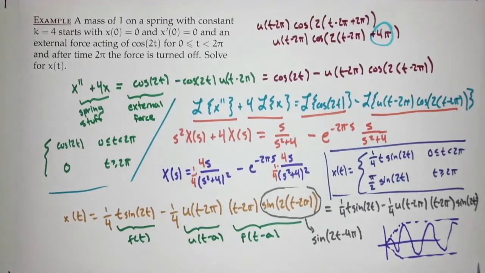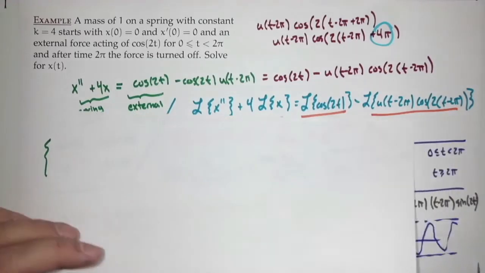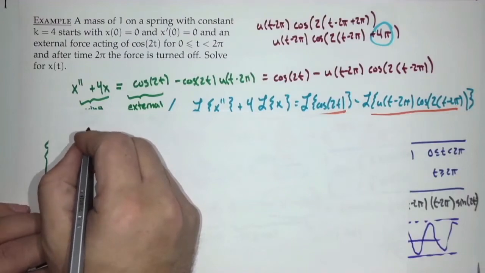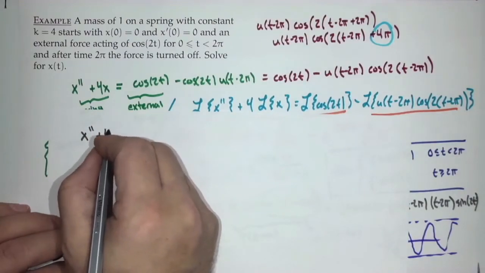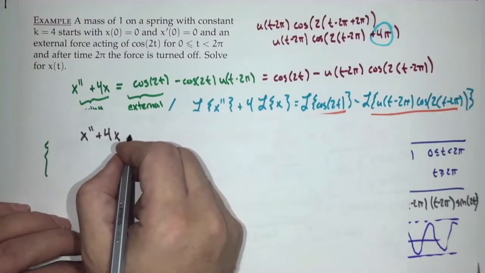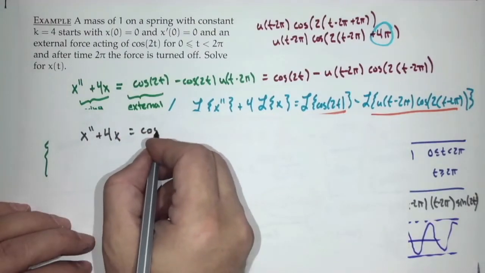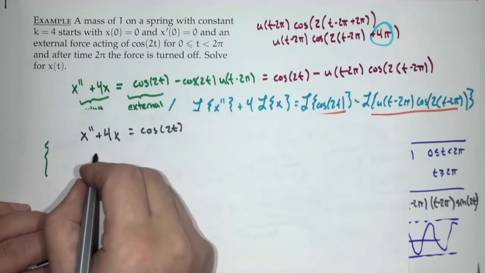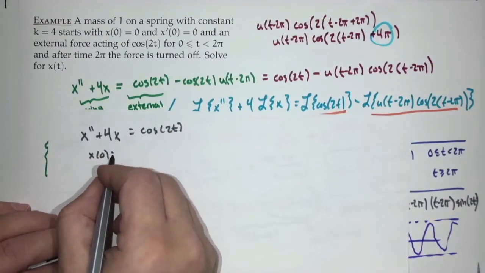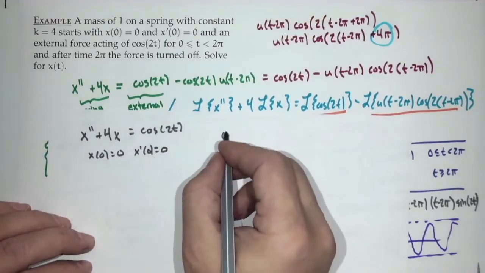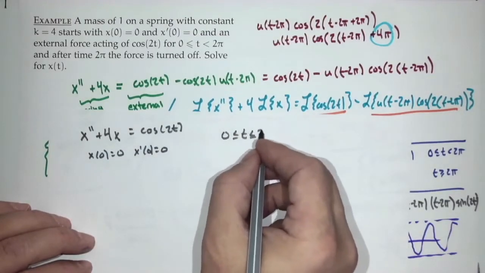No, you don't. How would you do this problem if you didn't do Laplace transforms? Well, the answer is you'd actually not do one differential equation problem, you'd do 2. What you would do is you say, okay, we're going to start x double prime plus 4x equals cosine of 2t, with the initial conditions x of 0 equals 0 and x prime of 0 equals 0. And we would solve that up till time 2 pi.